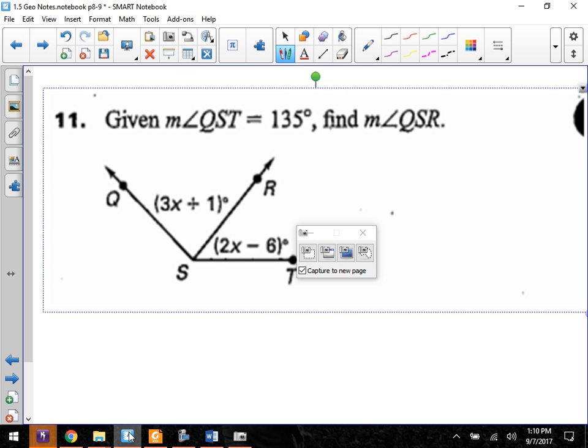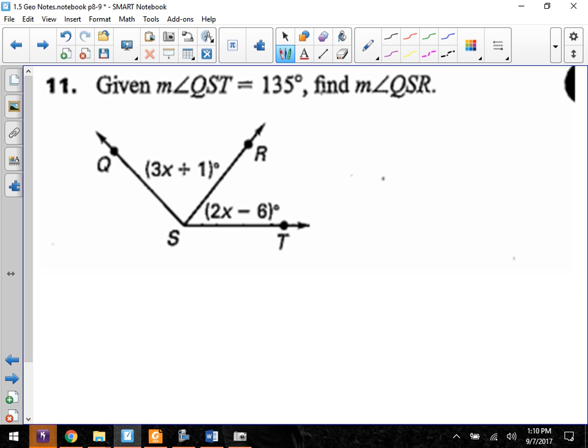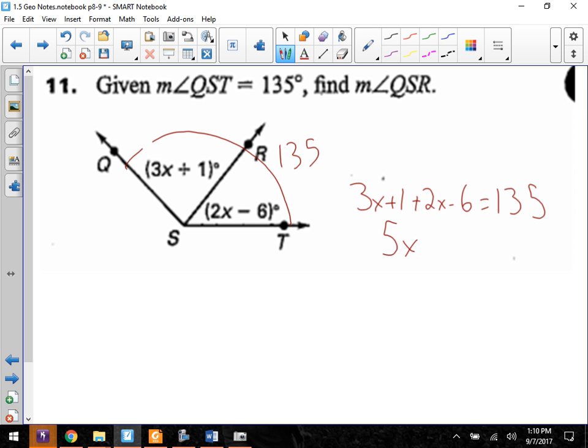I look at 11. It tells me the entire angle is 135. It doesn't tell me that those two parts are equal. What I do know is that I can add those two together and get 135. So 3x plus 1, 2x minus 6. Let's see, 5x minus 5 is 135.